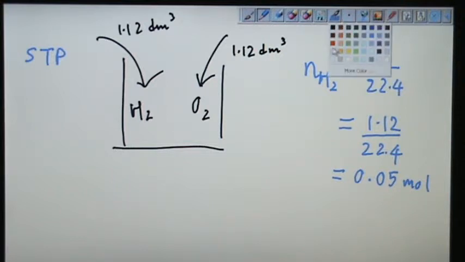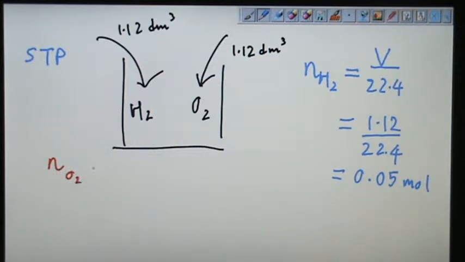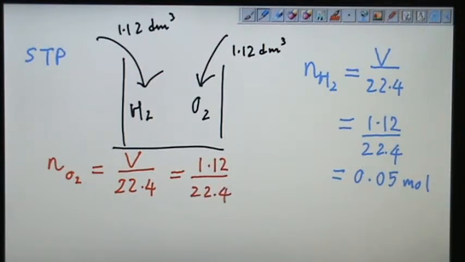Let's use red. Red is for oxygen. Okay, number of mole of oxygen. Remember, use actual volume over standard volume, at STP is 22.4. 1.12 over 22.4. You realize that the figures are the same, therefore they get the same value. Alright? With this page in mind, I would like you to replay this if you forget.